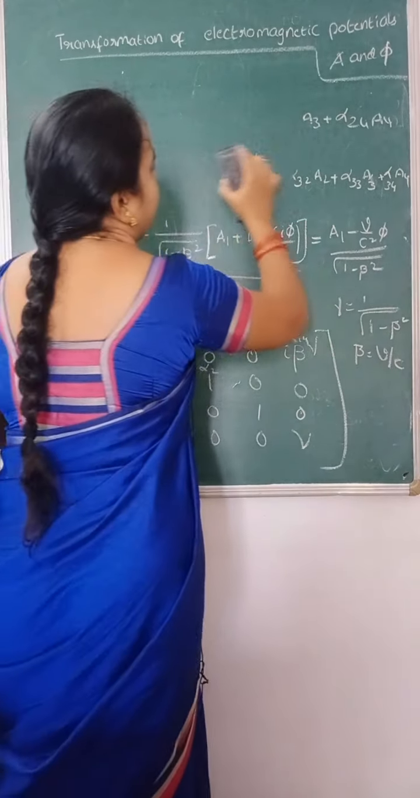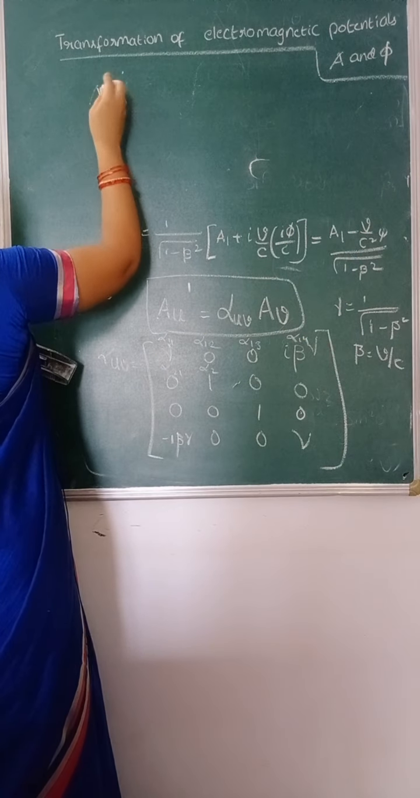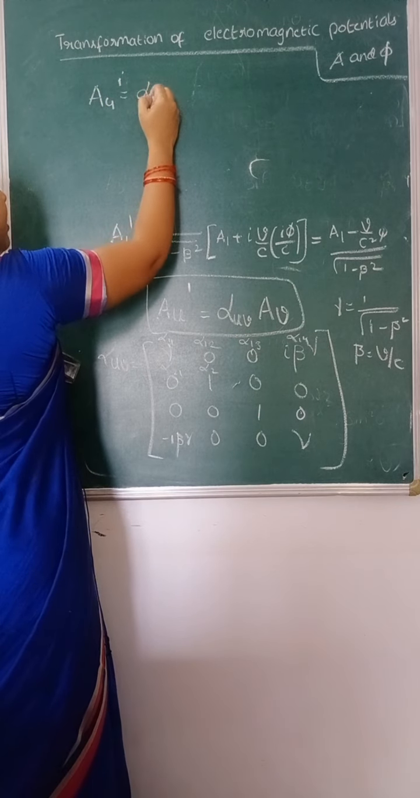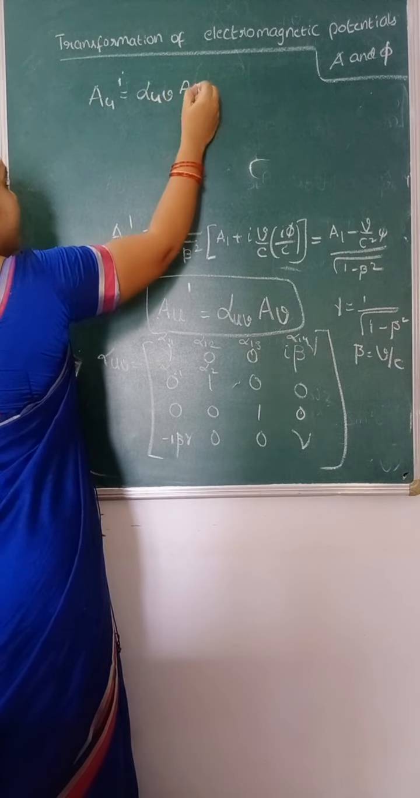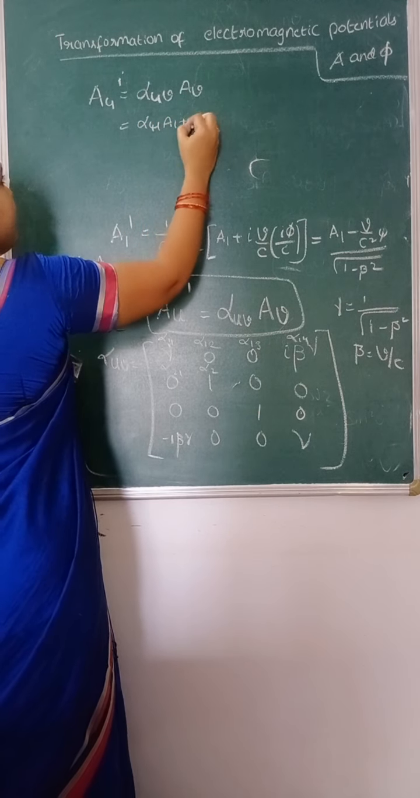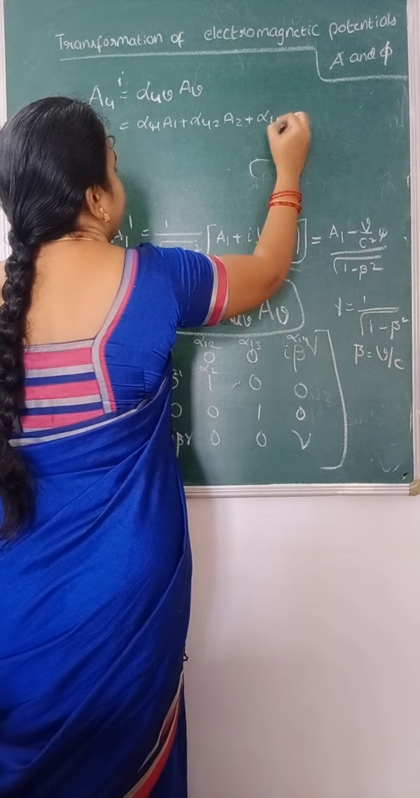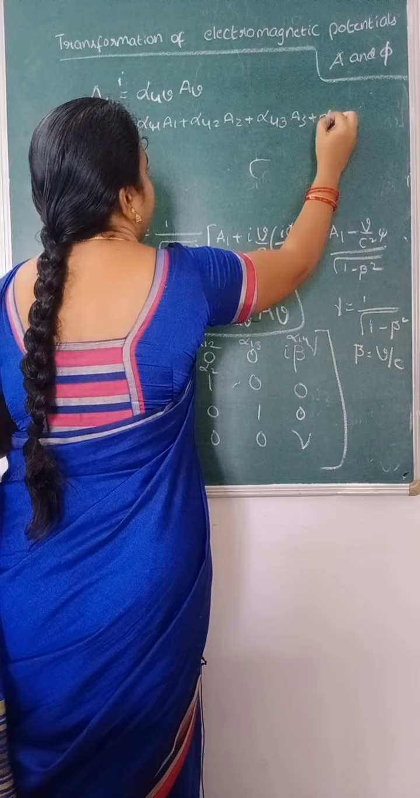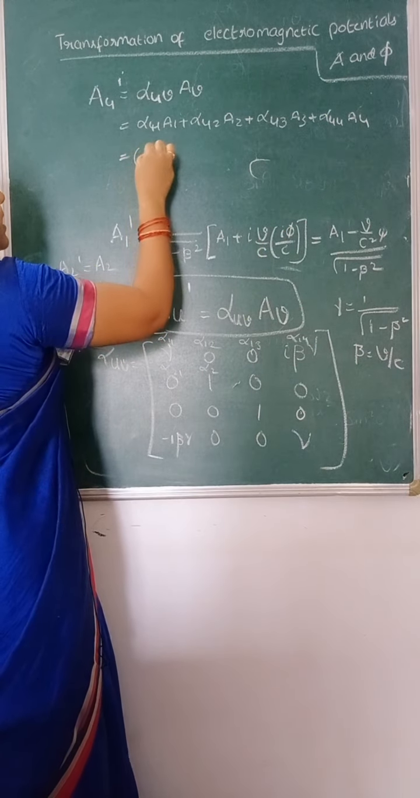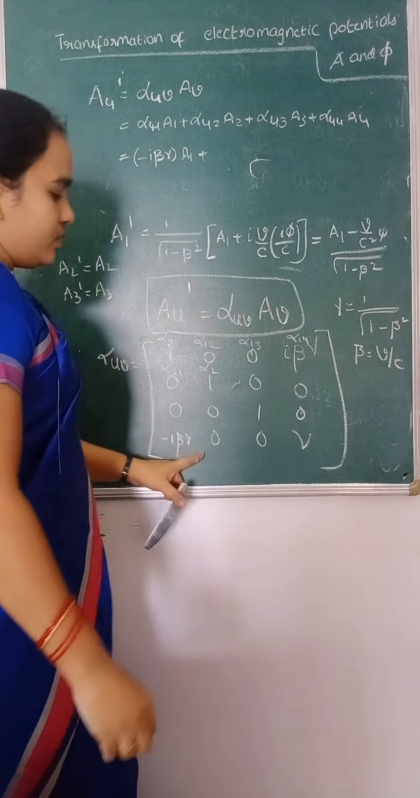Next, A4 dash. So what is A4 dash? A4 dash is equal to alpha 4V into AV. That is alpha 41 A1 plus alpha 42 A2 plus alpha 43 A3 plus alpha 44 A4. What is alpha 41? Minus i beta gamma into A1. Remaining two terms are 0.